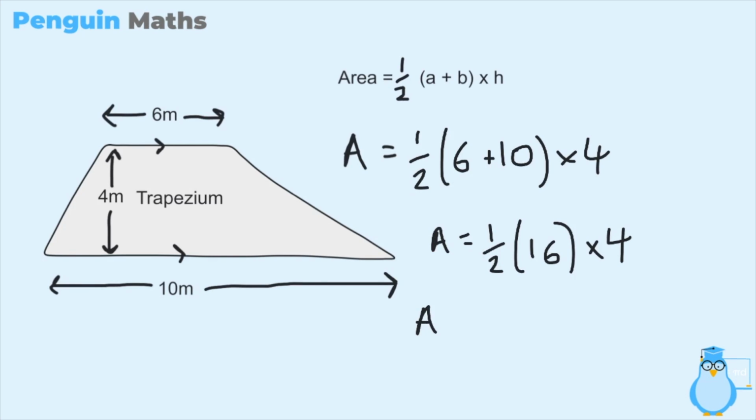and then if we say a half times 16 is the same as 16 divided by 2, which is 8 times 4, and therefore the area of the trapezium is 8 times 4, which is 32, and we're in metres, so it's metres squared.